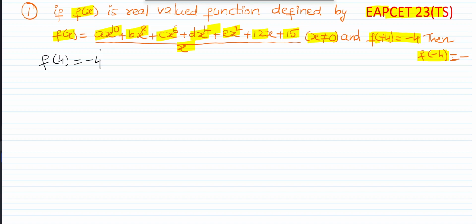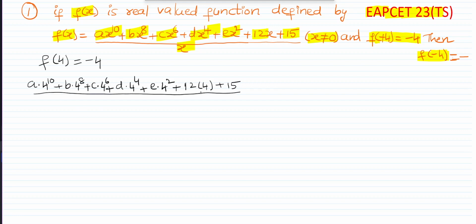Substituting 4 in the given equation, that is a into 4 power 10 plus b into 4 to the power of 8 plus c into 4 to the power of 6 plus d into 4 to the power of 4 plus e into 4 square plus 12 into 4 plus 15, by x value is 4. This is given, this is equal to minus 4.